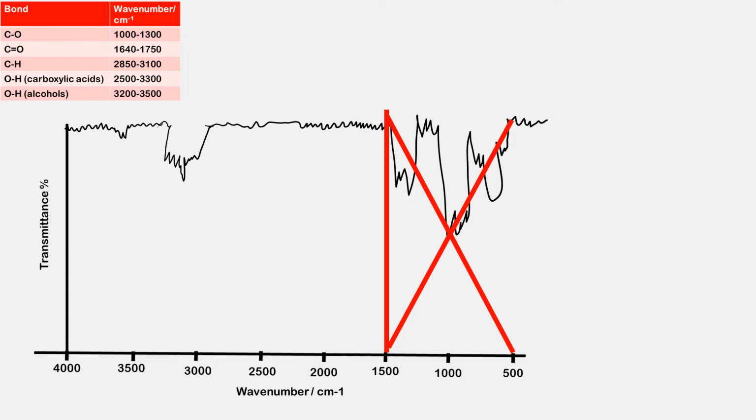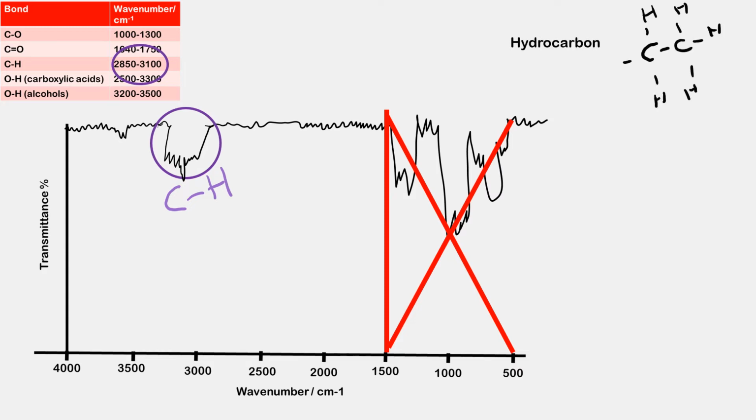The one here is the only one present on this spectra. It's between 2850 and 3100, so probably from the CH bond. Most organic molecules will have this. Now, as no other significant peaks are present, we can tell it's probably from a hydrocarbon.